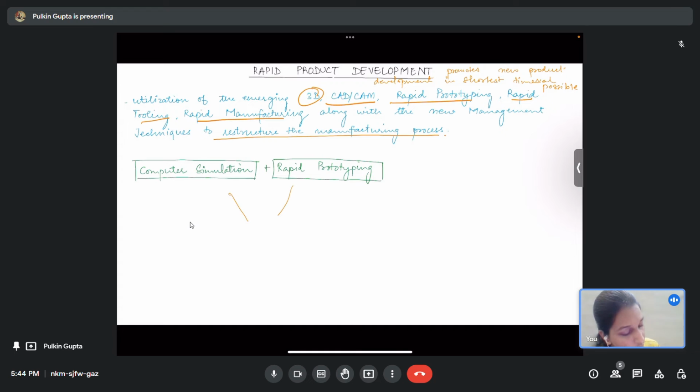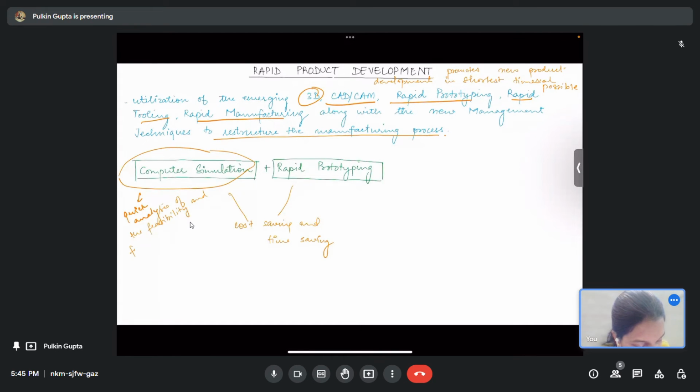potential for cost saving and time saving. So, with the use of computer simulations, you can quickly check and analyze the feasibility and functionality of a particular product.